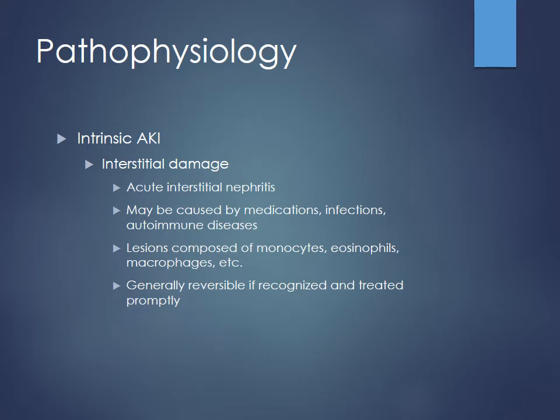So you're looking at interstitial damage. You have acute interstitial nephritis. Usually this can be caused by certain medications. We'll talk about those a little bit later. Infections and autoimmune diseases are where things like lupus can pop up here. Usually you're going to see lesions composed of a lot of pro-inflammatory cells. That's where you see the monocytes and macrophages and whatnot. These generally can be reversible as well if you can get it treated or reverse the cause, whatever happens to be. So in cases like autoimmune diseases, giving things like steroids and whatnot can help to reverse that a little bit more quickly.